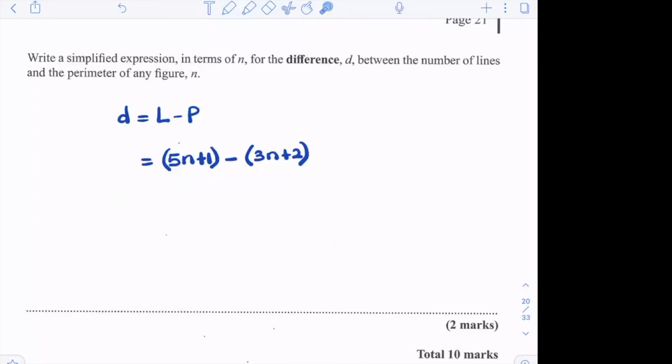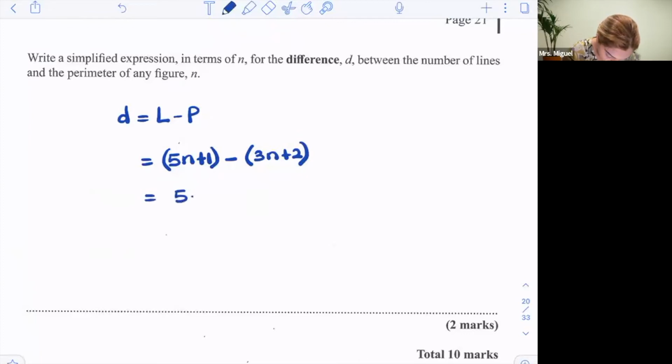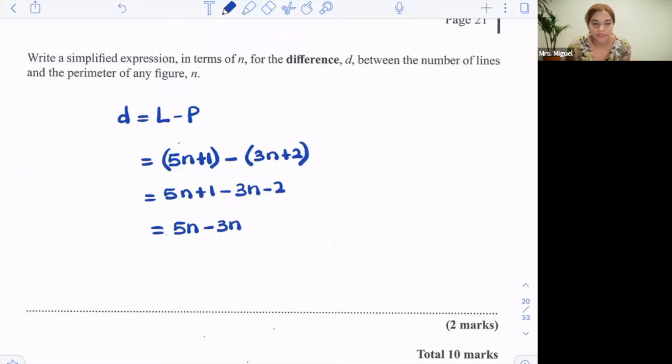2n minus 1. So here, I should have put this line. 5n plus 1 take away 3n minus 2. Why is it minus? Because we are changing the sign by multiplying by the negative. I am pulling all my terms in n together. So 5n minus 3n. And in mathematics, we like to work with positive numbers. So you will put the positive 1 minus 2. We know 5 take away 3 will give us 2. So this is 2n. And 1 subtract 2.